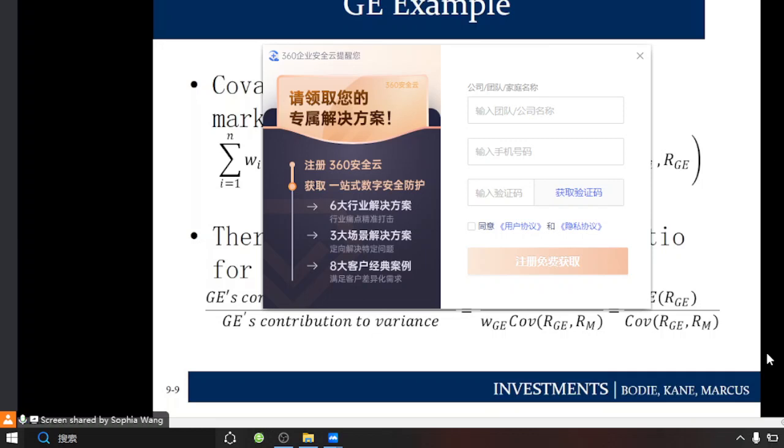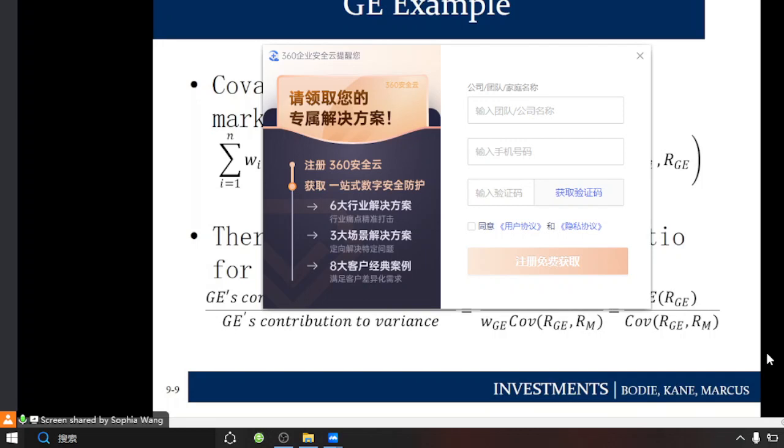So first, you should calculate the covariance of GE's return with the market portfolio. I think this is easy to understand. Just use the function of covariance. Therefore, the reward to risk ratio for investment in GE would be like this. This means you should calculate this based on GE's contribution to risk premium and its contribution to variance.